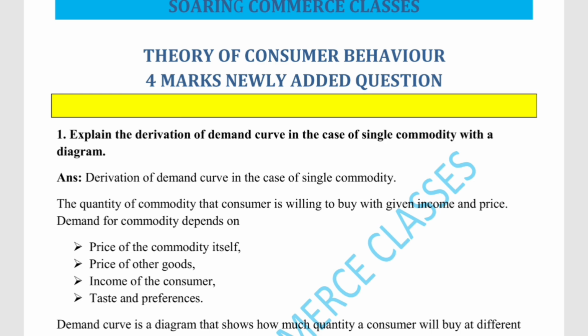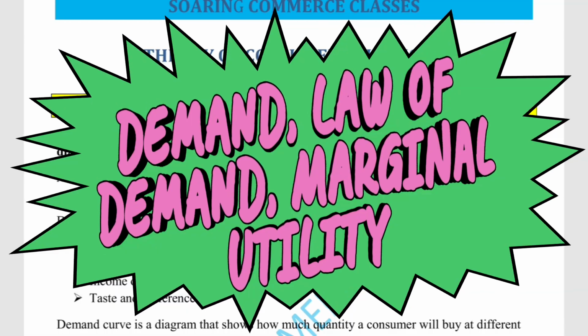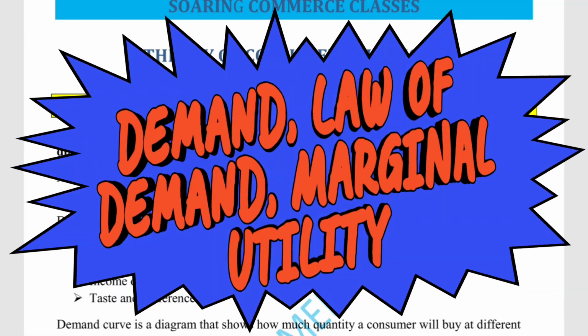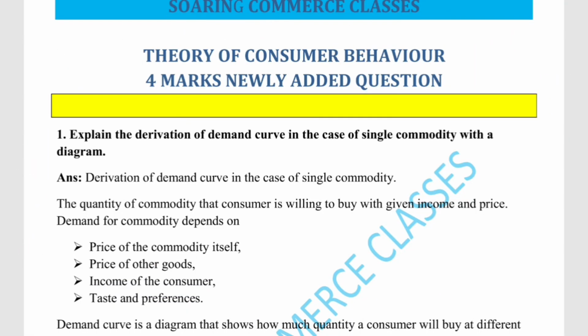Before we learn this question, we need to know the meaning of three things here. First, we need to know the meaning of demand, next the meaning of law of demand, and third, marginal utility. If we know these three things, definitely we are going to solve this answer very easily.